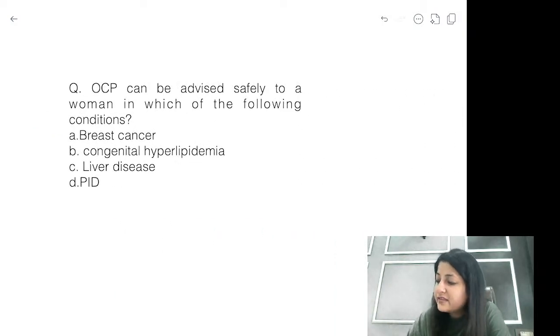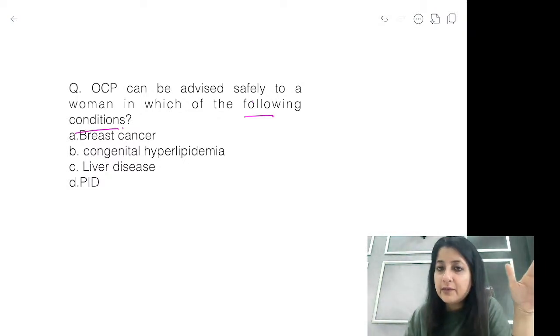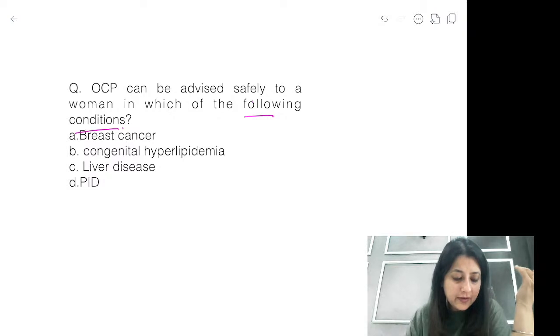OCP can be advised safely to a woman in which of the following conditions? Tell me, would you advise OCP to a woman in which of the following conditions? Will you give her in breast cancer? Will you give her in congenital hyperlipidemia? Will you give her in liver diseases?